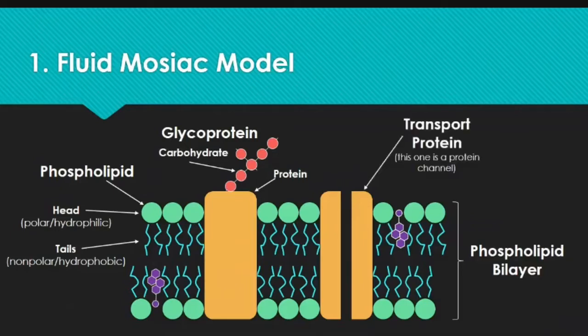Then we have a transport protein over here. This one happens to be a protein channel. That just means it's open all the time. You can have gated channels, which have to be opened up by certain signaling molecules. You can have carrier molecules, which kind of work like a swinging door. And you can have protein pumps, which are actually powered by an external energy source like ATP.